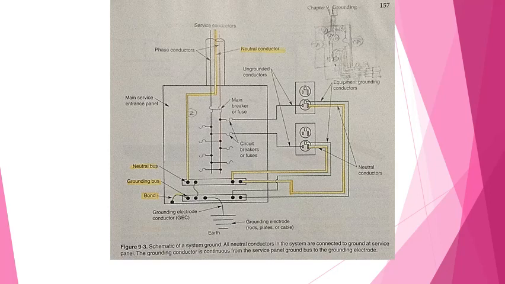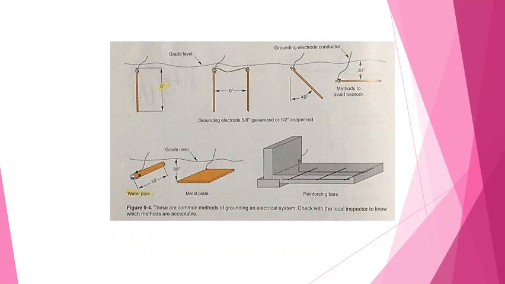Other grounding means are outlined in section 250.52(A) of the National Electrical Code. For this, figure 9-4. Any of these methods can be used to ground the system. A combination of methods is also acceptable, and in some instances it is desirable.